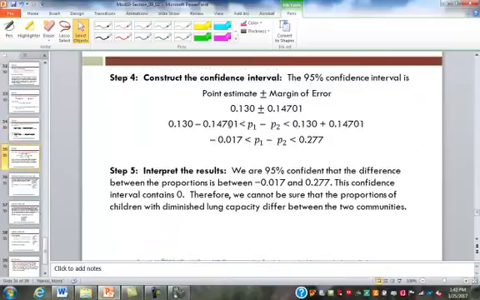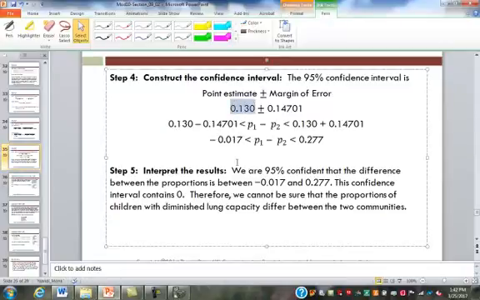So we take our point estimate, 0.130. We subtract that margin of error of 0.147 to get negative 0.017. Then we take our point estimate of 130 thousandths plus that margin of error of 0.147, which gives us 0.277. So the difference between these proportions here is anywhere from a negative 0.017 to a positive 0.277. We're 95% confident in that range.